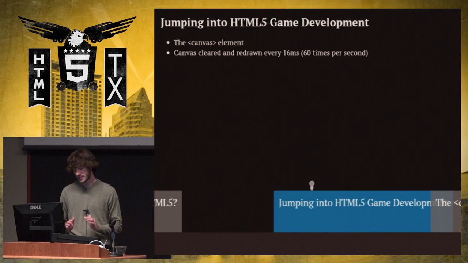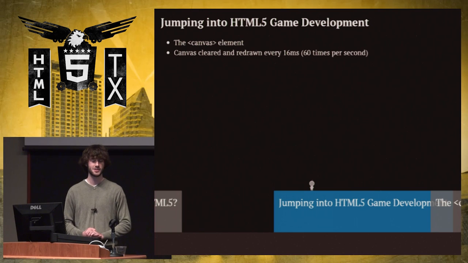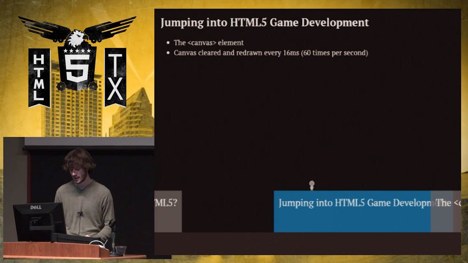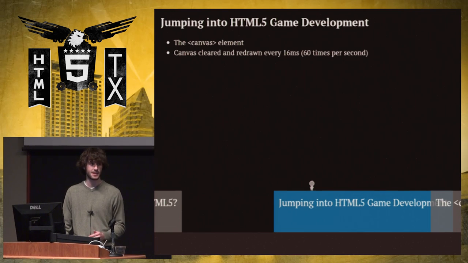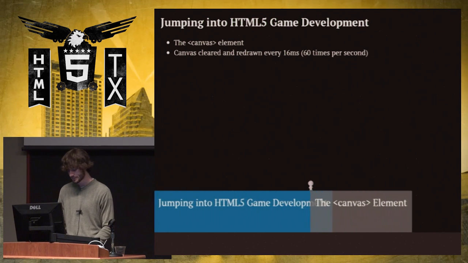So just a basic overview of the concept. You're using the canvas element. So that's the only HTML that you're actually using, just creating a canvas element. And then you're manipulating that canvas element with a whole bunch of JavaScript. So you're basically clearing the entire canvas and redrawing it 60 times a second. So you have 16 milliseconds to do all of your game logic if you want to run at 60 frames a second. 30 frames a second is still pretty good, so you have 32 milliseconds to do everything.